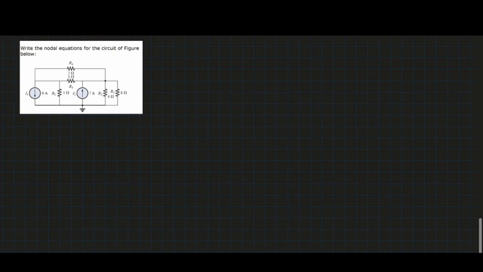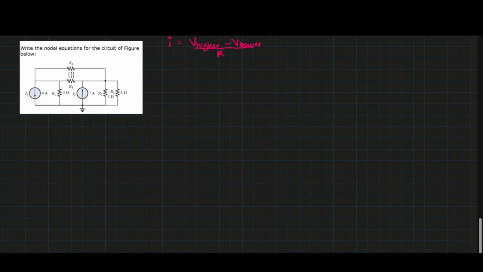Hi guys, so the question says to find the nodal equations for this particular circuit. Now, I'm going to be using KCL. KCL is basically that at a particular node, the sum of currents entering that node should be equal to the sum of currents exiting that particular node. And I'll be representing currents as V higher minus V lower, that's voltage, all over the resistor that the current is passing through.